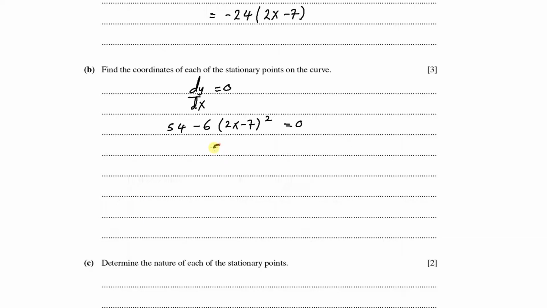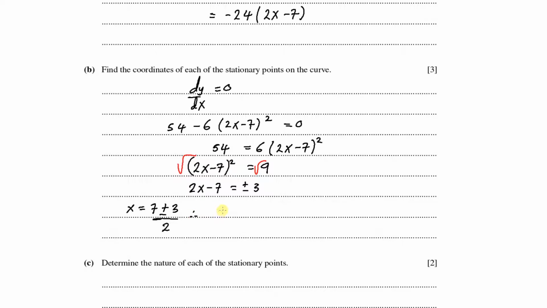So this will be 54 is equal to, putting this to the right, 6 bracket 2x minus 7 squared. Dividing both sides by 6, we'll have (2x minus 7) squared is equal to 54 over 6, that's 9. And if I square root both sides, then I'll have 2x minus 7 is equal to plus or minus 3. So x can come out as 7 plus or minus 3 all over 2 if I solve for x.